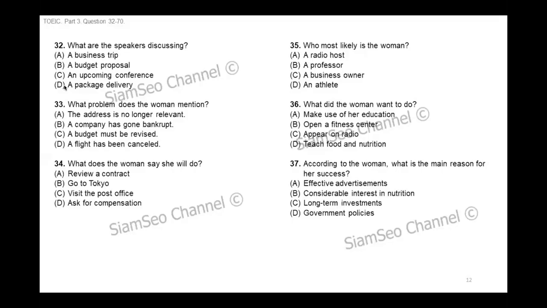Questions 32 through 34 refer to the following conversation. Miss Potter, the package that you sent to the advertising agency in Tokyo was returned today. It seems that you sent it to the wrong address. Actually, I received an email from the Tokyo office today informing me that they relocated their office yesterday. I wish they had told me earlier.